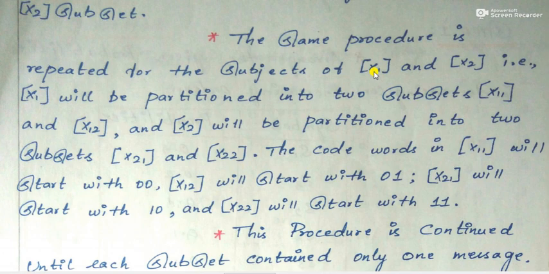Again, x1 will be partitioned into two subsets, x11 and x12. Likewise, x2 will be partitioned into two subsets, x21 and x22. The code words in x11 will start with 00, and x12 will start with 01. So again we allocate 0 to x11 and 1 to x12. Likewise, x21 will start with 10 and x22 will start with 11, meaning again we substitute 0 and 1. This is procedure 4.